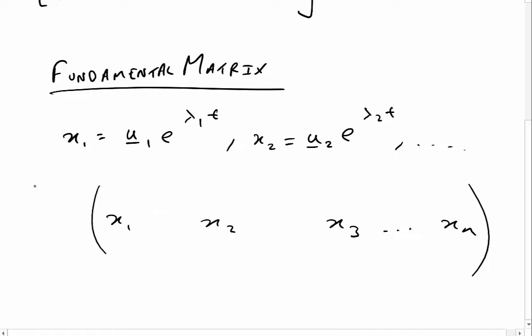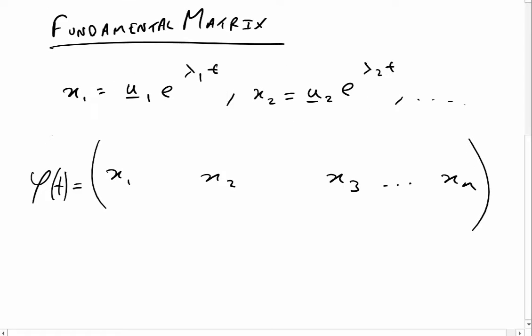And the notation we give for the fundamental matrix is psi. And of course, psi will be dependent on t because all of our solutions will be dependent on t. This solution x1 has a t in there. So it will be dependent on t.